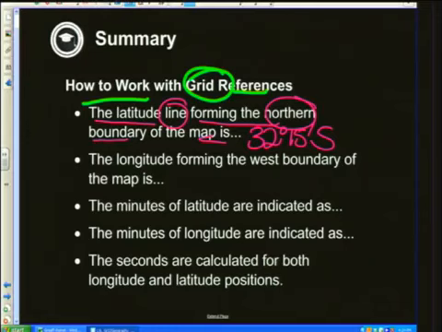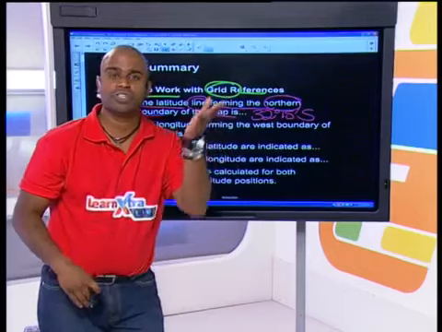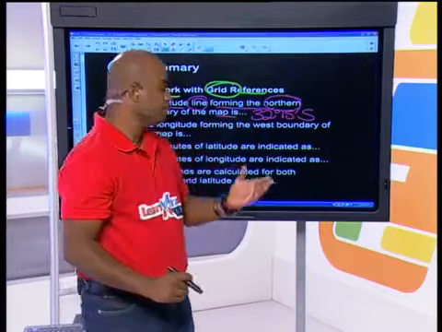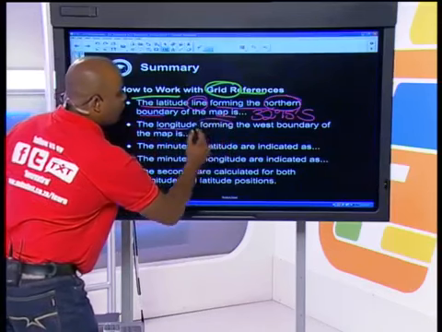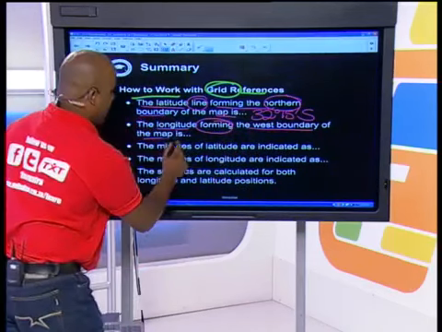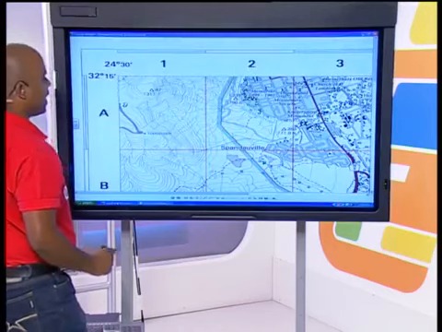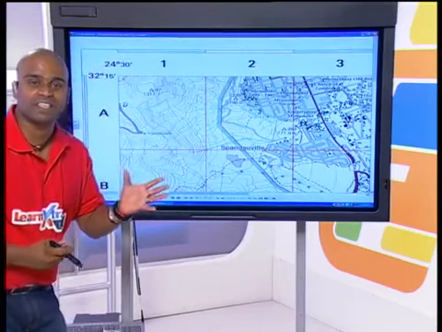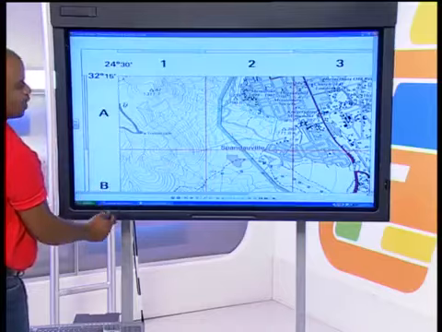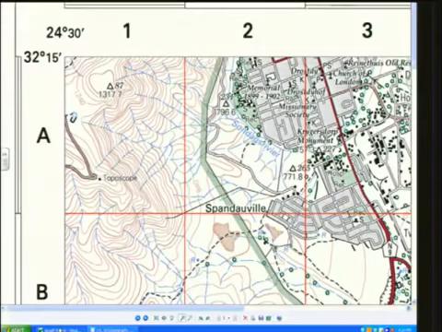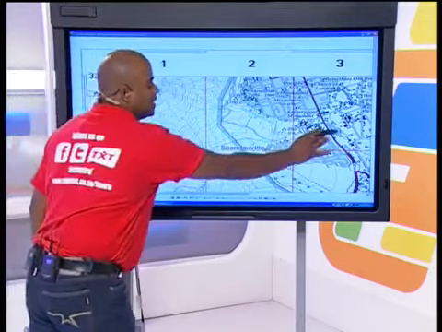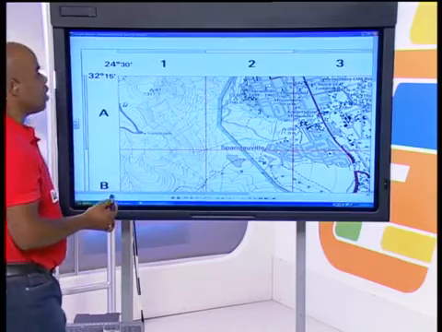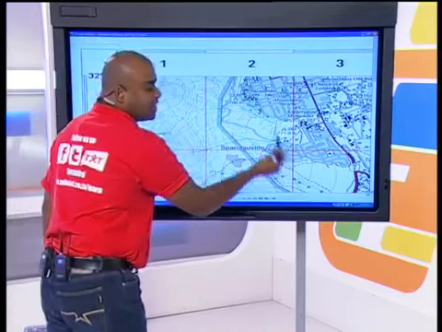So what I've done is I've been able to use the information to determine how far south is Graaff-Reinet from the equator. The longitude forming the western boundary of the map. Let's go back to our topographical map and note 24 degrees and 30 minutes. This 24 degrees and 30 minutes refers to the westernmost boundary of the map. Note the grid lines. And as you move from west to east, your grid lines will increase. So the next line is 24 degrees and 31 minutes, 24 degrees and 32 minutes.